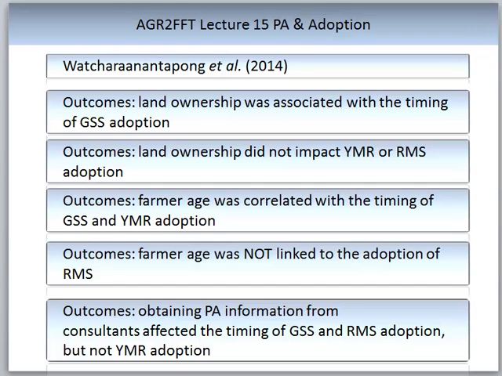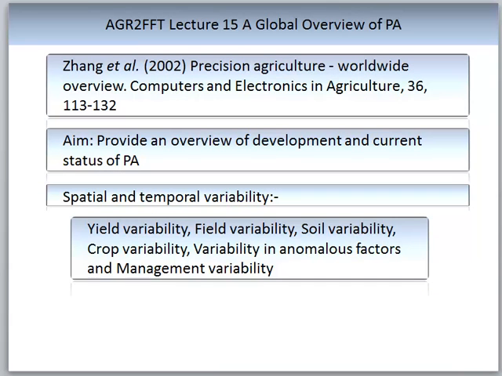The potential for improved environmental quality appears to be a strong adoption motivator across PA technologies, as noted in this research outcome too. And this brings us to our final case study, a global overview of precision agriculture. The outcomes here are based on the Zhang et al. 2002 paper on precision agriculture, a worldwide overview.